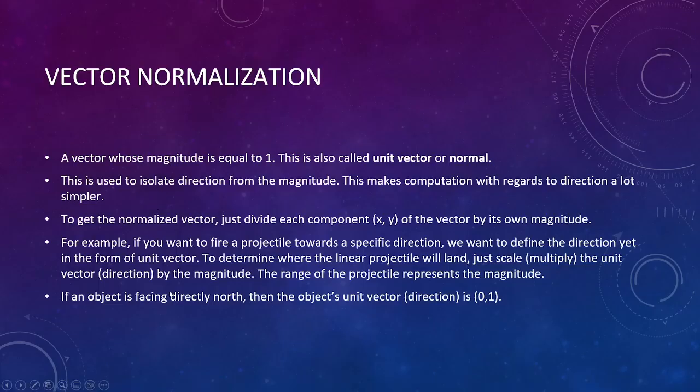So, for example, if you want to fire a projectile towards a specific direction, we want to define the direction in the form of a unit vector. To determine where the linear projectile will land, just scale the unit vector by the magnitude. The range of the projectile represents the magnitude. Where will the linear projectile land?